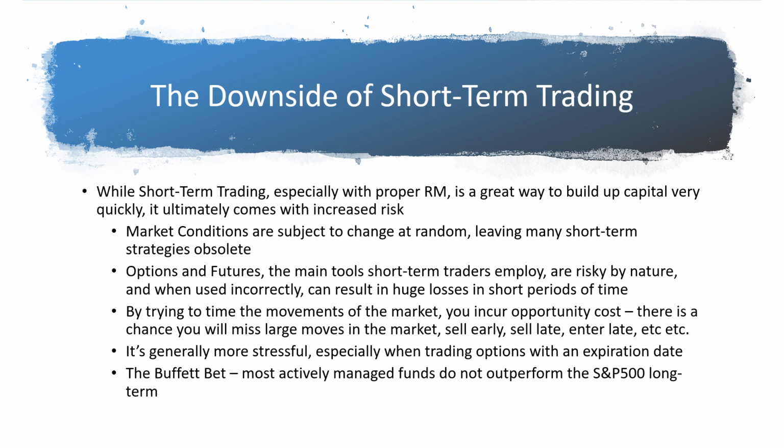The second reason is that options and futures, aka derivatives, are the main tools that short-term traders employ, and they're risky, really risky by nature. If they're used incorrectly, you can really lose a lot of money in very short periods of time. I've seen it happen time and time again. People who come through our service, and even people on Wall Street Bets, who use other similar services, they don't practice proper risk management, or they just don't understand what these assets are that they're trading, and they'll just lose money. They'll lose all their money very quickly.